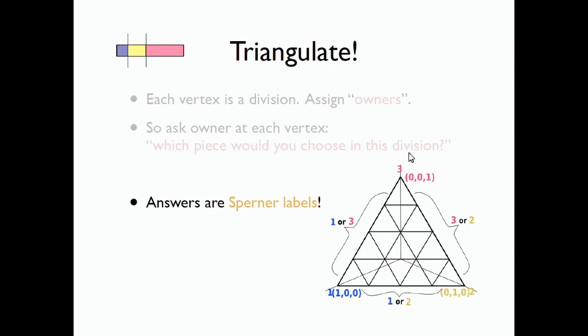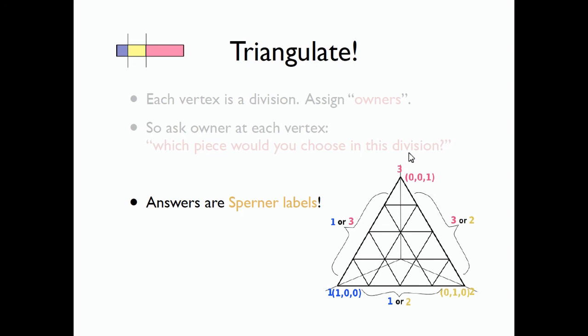So what do I know by Sperner's lemma? There's a 1, 2, 3 baby triangle. Yes? Okay. So now I haven't told you how that's going to help us, but let me tell you how I'm going to label the owners. I'm going to assign ownership.